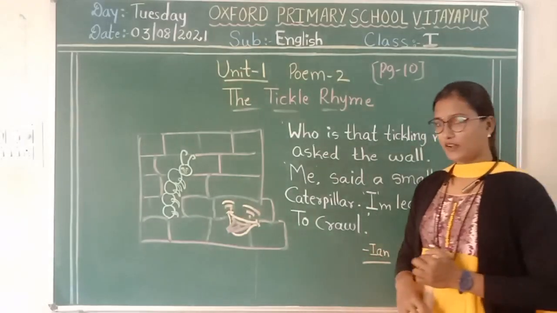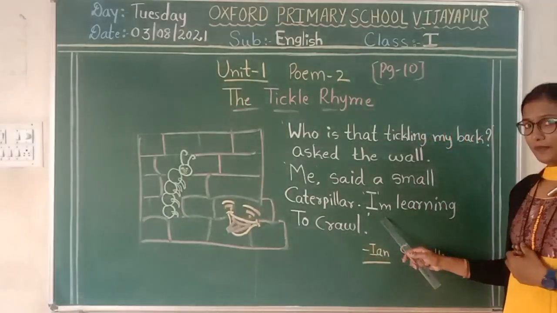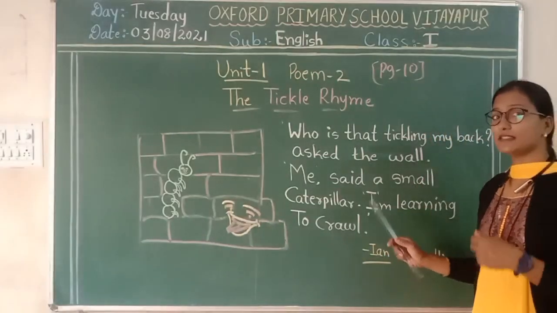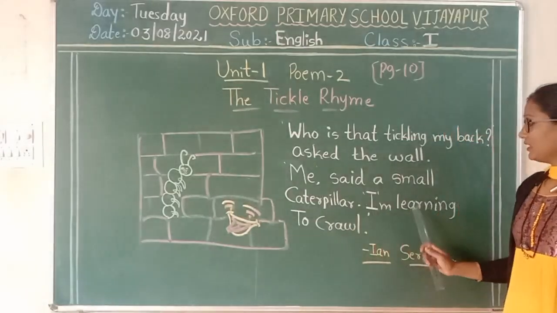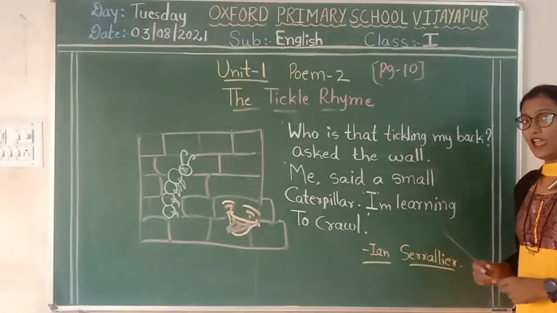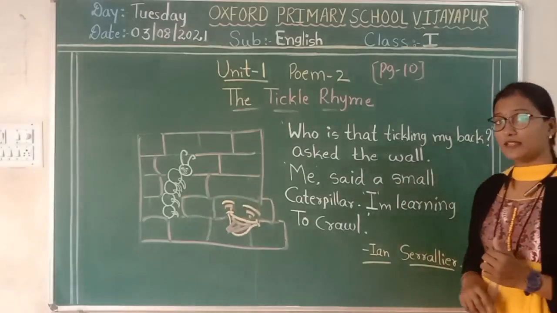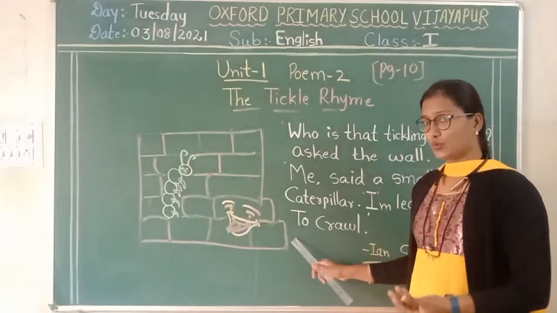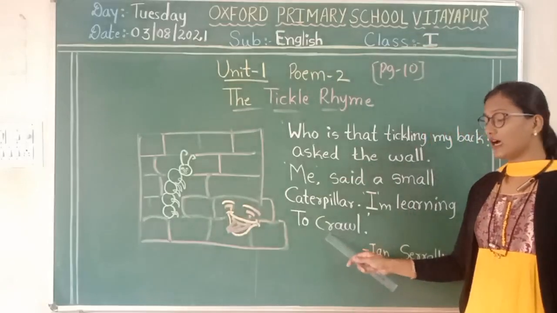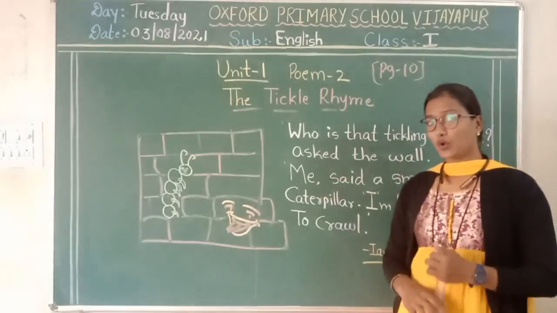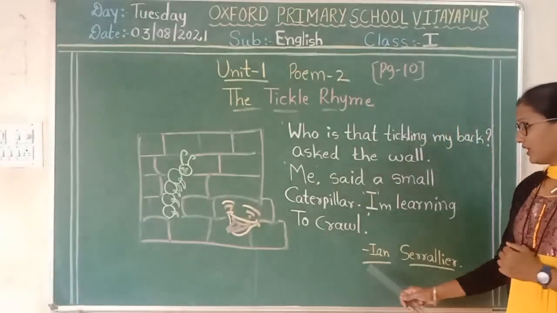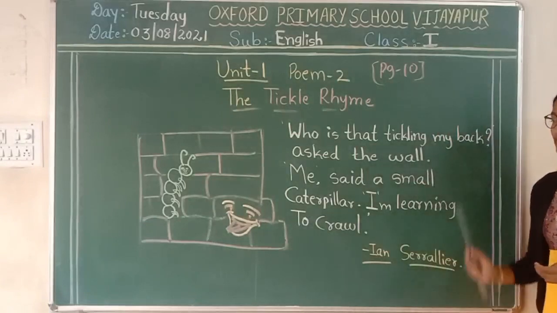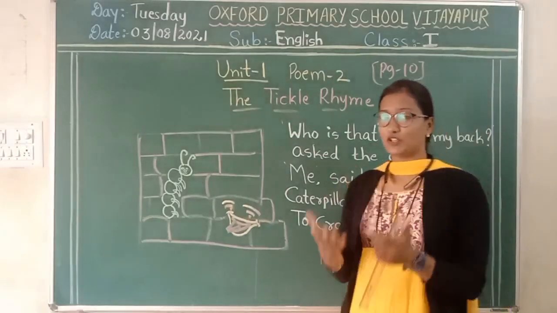Caterpillar. I am. See, we have learned this two-letter word. I means I am. I am learning. Learning to. To. Crawl. And who is the poet? Ian Serlier. He wrote this beautiful poem just to make you laugh.